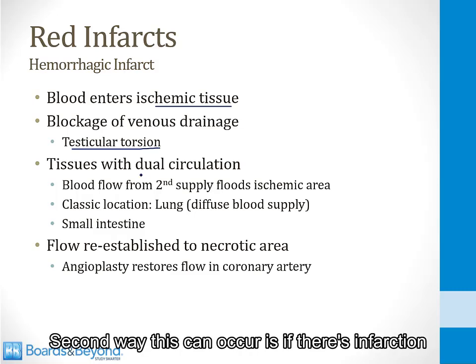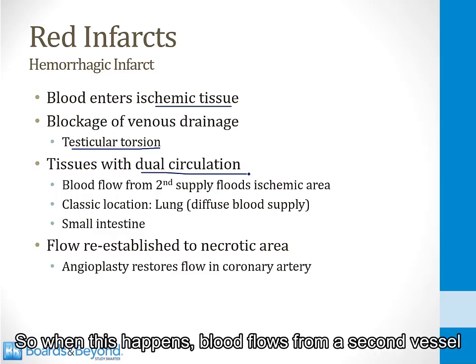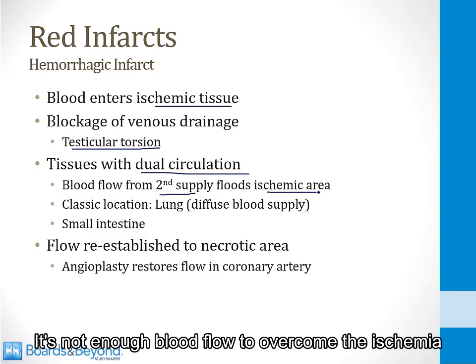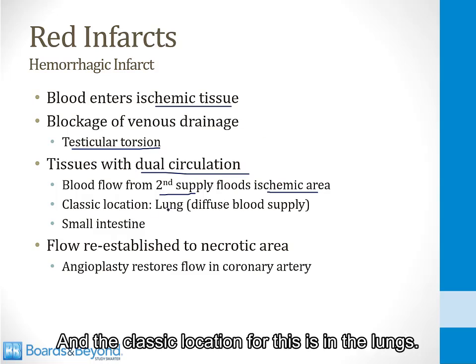Second way this can occur is if there's infarction in a tissue with a dual blood supply. So when this happens, blood flows from a second vessel and floods the ischemic area. It's not enough blood flow to overcome the ischemia or to rescue the tissue that is undergoing ischemic necrosis. However, it is enough blood flow to give that area of tissue a red color. And the classic location for this is in the lungs.